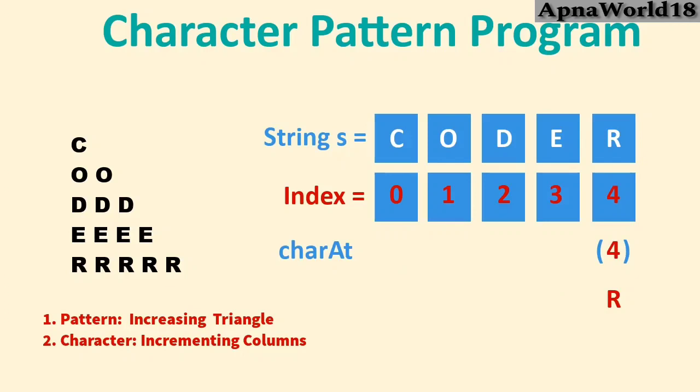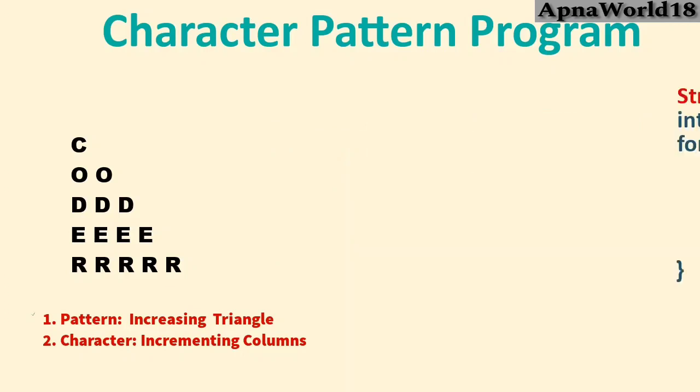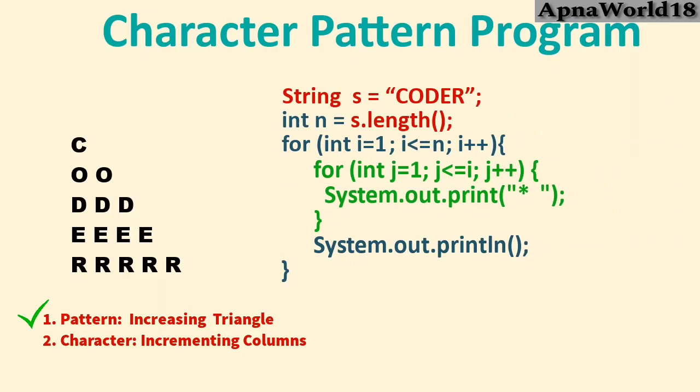Now this program is the incrementing triangle pattern. So first we will get in a standard star program for the increasing triangle. Now what we see is that in row 1 we have to print the character at 0 index, in row 2 the character at first index and so on. So again, which loop manages the rows? It is the outer loop.